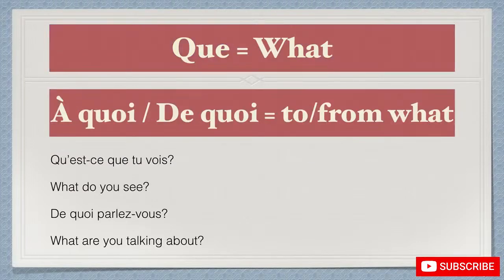And then finally we have what, and what is a little complicated in French. When we're talking about what in a general sense, we would use que or quoi. Que is just when it's what by itself. However, quoi is with prepositions. So we can say à quoi, so to what, or de quoi, from what, or about what, or of what, etc. For example, qu'est-ce que tu vois? What do you see? Or we can also say de quoi parlez-vous? What are you talking about? Or about what are you talking?